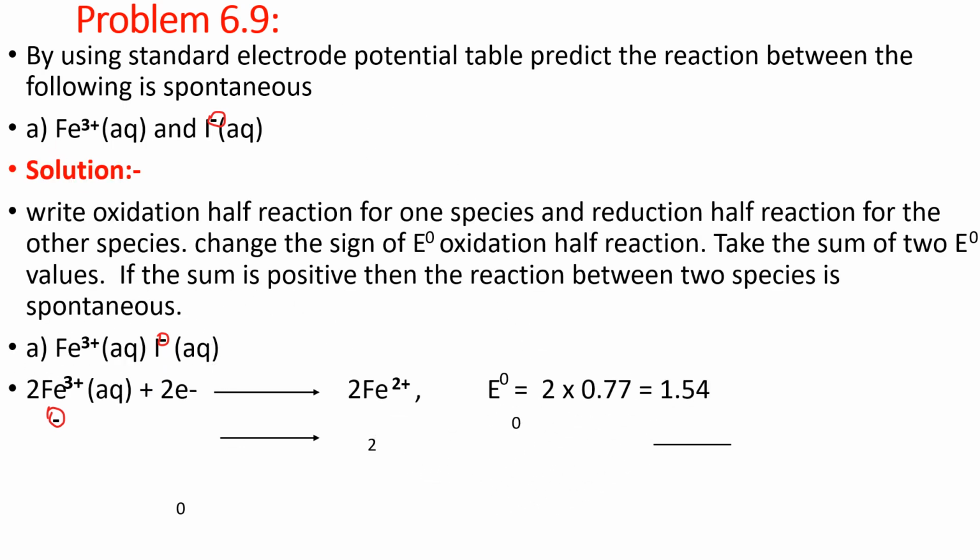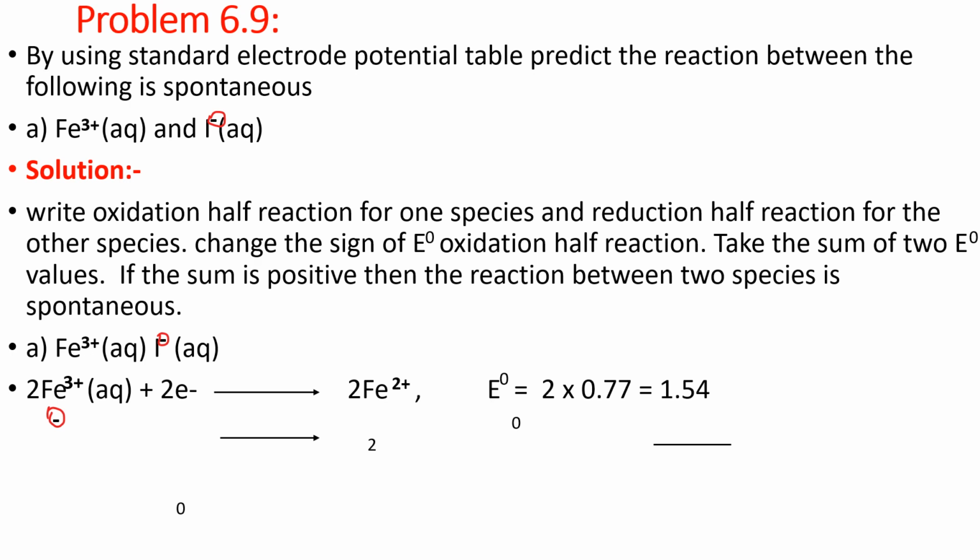Here is a simple numerical. By using standard electrode potential tables, predict whether the following reaction is spontaneous or non-spontaneous. First reaction: Fe3+ and I minus. Simple solution is given. Write the oxidation half equation for one species and the reduction half equation for the other species. Then change the sign of E0 for the oxidation half reaction. Then take the sum of the two E0 values. If the sum is positive, then the reaction between the two species is spontaneous.